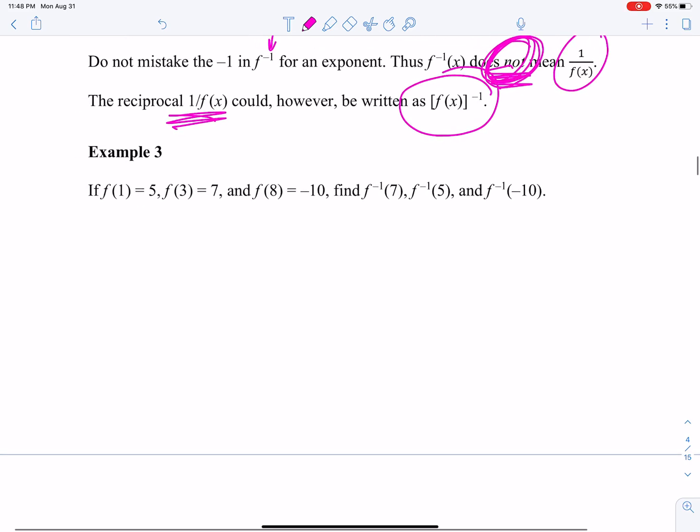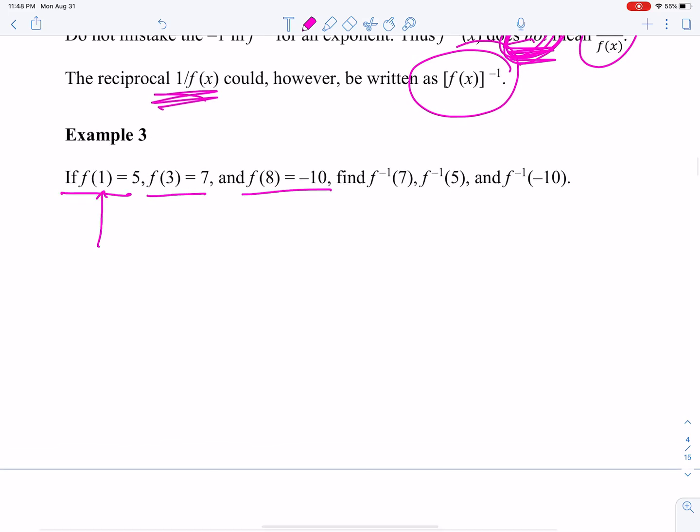Here's an example. If f of 1 equals 5, so they're giving you this stuff. F of 1 equals 5, f of 3 equals 7, f of 8 equals -10. Okay, so again, in calculus, understanding function notation is extremely important. So again, what this means, with an input of 1, an x value of 1, we get an output of 5, a y value of 5. Same thing for the next two parts there.